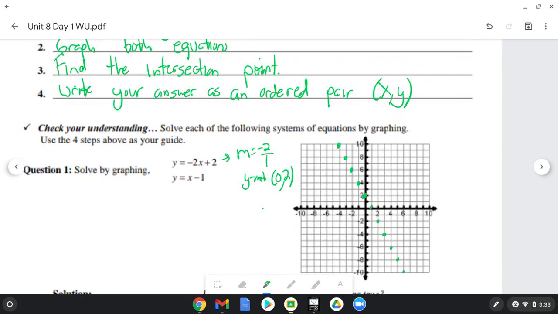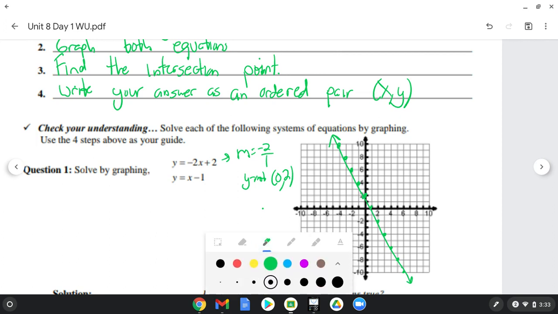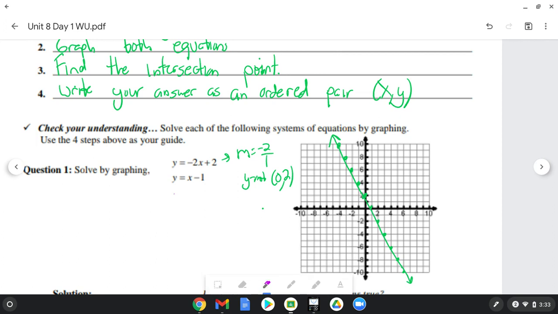So now that is my first line. I'll do my second line in purple so it's easier to see. So that slope is 1 over 1, and that y-intercept is 0, negative 1. So we go to 0, negative 1, we go up 1 over 1, and it looks like I can already see where they overlap onto each other, right? Hopefully you guys can see.